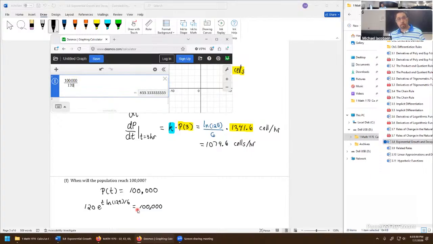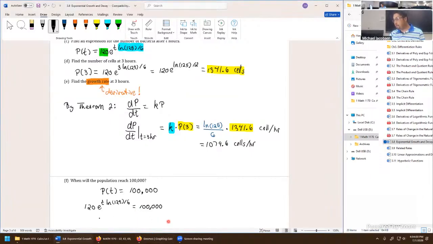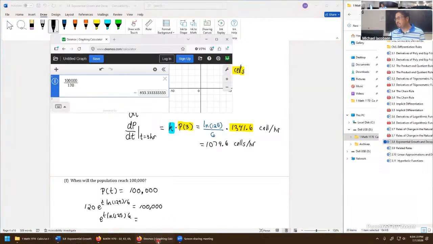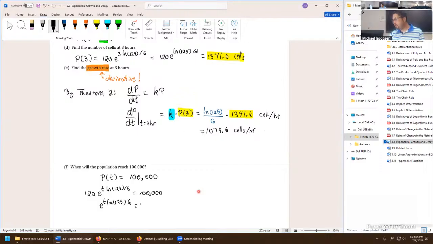I'll call that 83.3 bar. Looks like a repeating decimal. So e to the power t times the natural logarithm 125/6 equals, and I already forgot the number, let me look again, 833.3 bar.